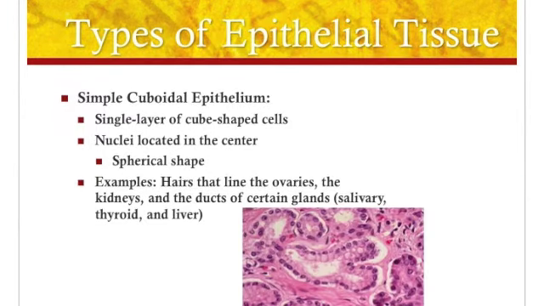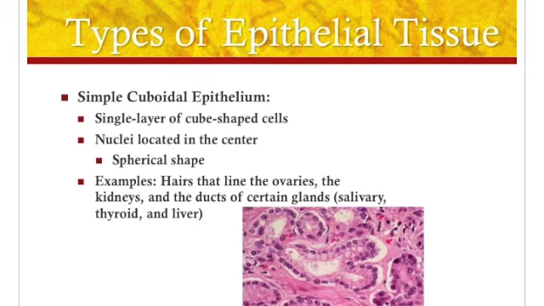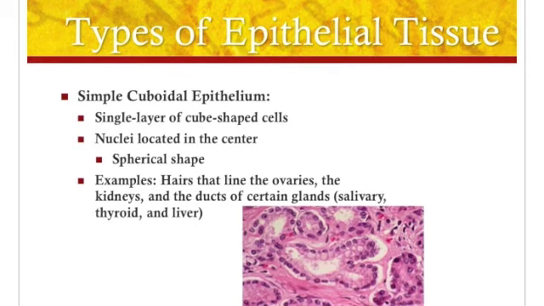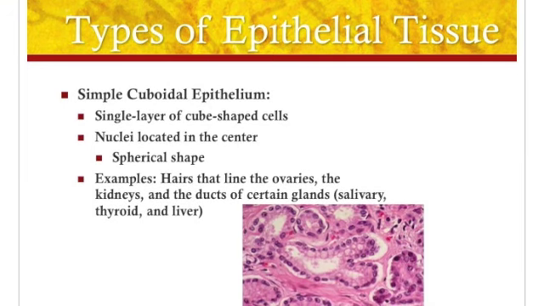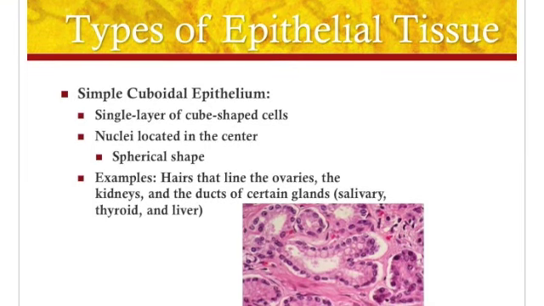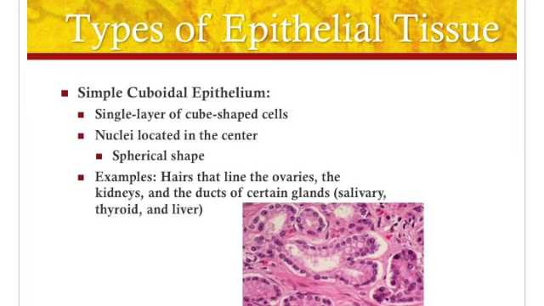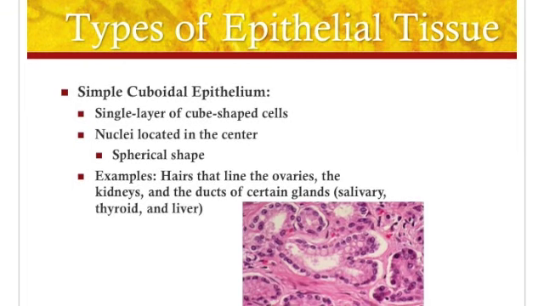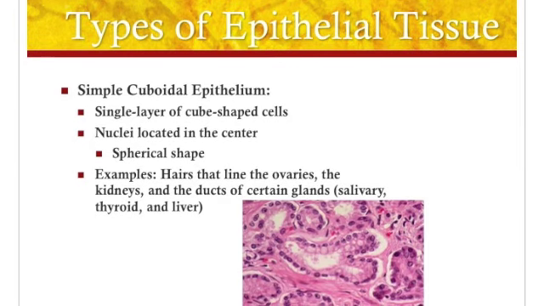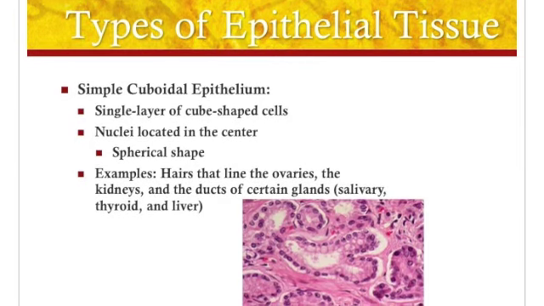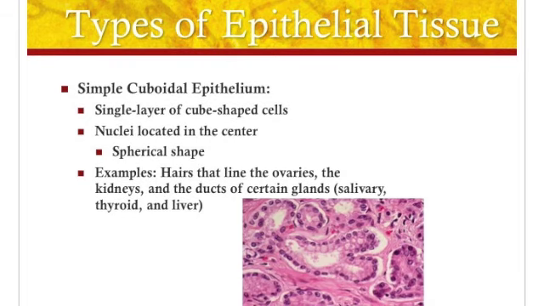Simple cuboidal epithelium is a single layer of epithelial cells that are cube-shaped. The nuclei of these cells are spherical and located in the center of the cell. Simple cuboidal epithelium lines the follicles that cover the ovaries, and in the liver, its function is tubular secretion and tubular reabsorption. In the glands, simple cuboidal epithelium secretes glandular products.